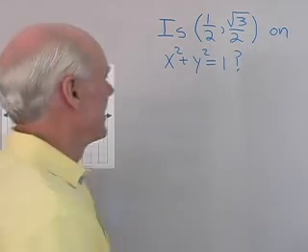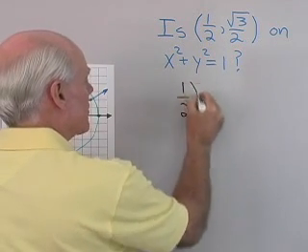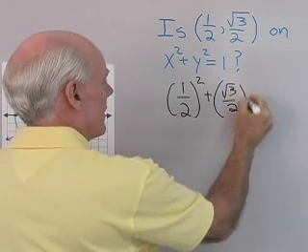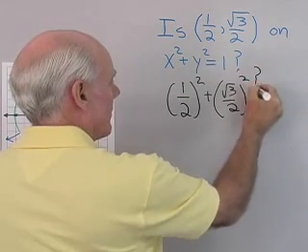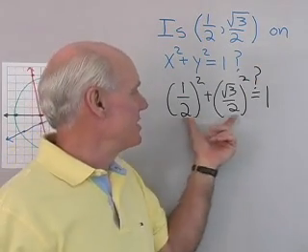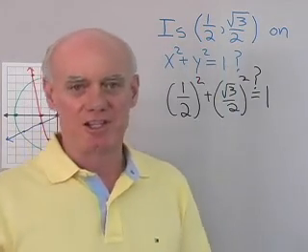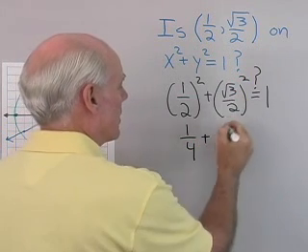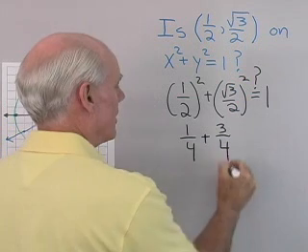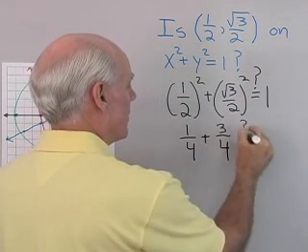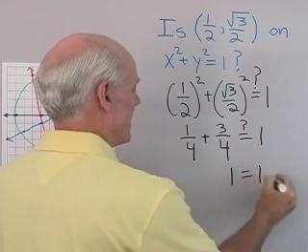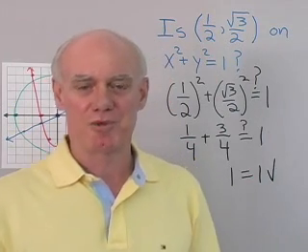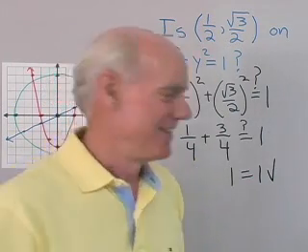Does it satisfy the equation? So is 1/2 squared plus square root 3 over 2 squared equal to 1? I'll put a little question mark there, because if it is, that means that this point is on the unit circle. It satisfies the equation. Okay, well 1/2 squared is 1/4. Square root 3 squared is 3, and 2 squared is 4. So I have 1/4 plus 3/4. Is that equal to 1? Yep, sure is. So the answer is yes, this point is on the unit circle, the equation of the unit circle being x squared plus y squared equal 1. Let's go to the next board.